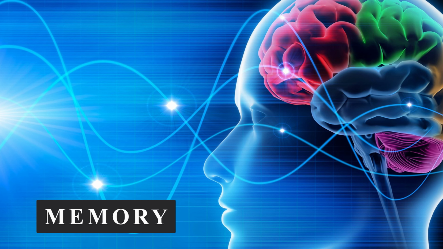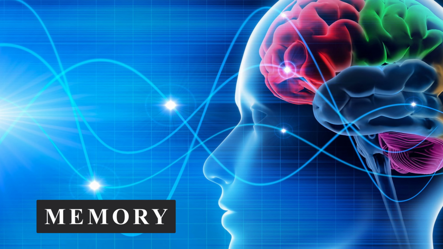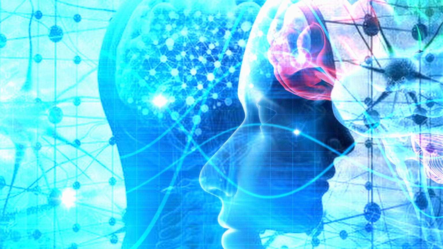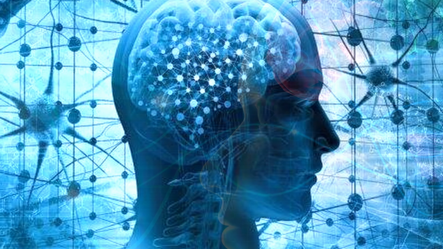Memory refers to the psychological processes of acquiring, storing, retaining, and later retrieving information. There are three major processes involved in memory: encoding, storage, and retrieval.